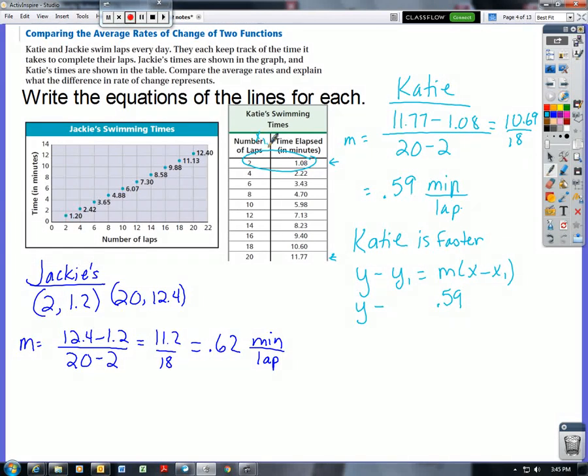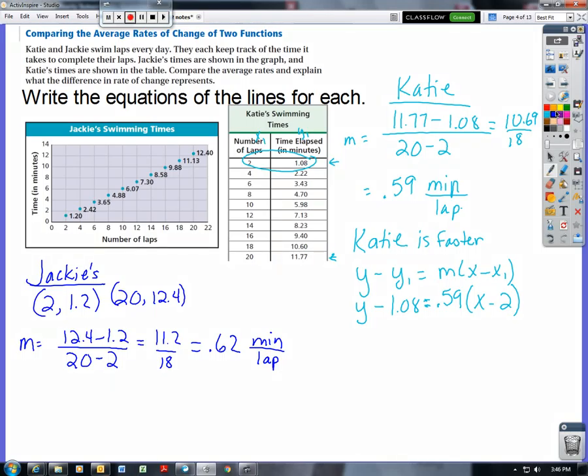Remember, this is the x1, this is the y1. So I'm going to be putting in 1.08 for my y1. And my x1 is 2. And that's the equation of the line for her. If you want, you can distribute and simplify, but you don't have to.